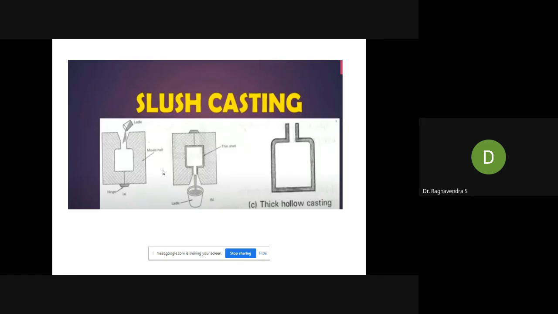Let us see the new topic today. That is nothing but slush casting. What is slush casting? Slush casting is a process where the components produced from the casting are not used for any engineering application.